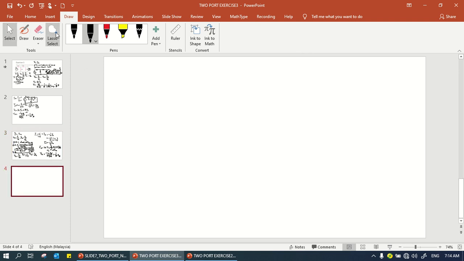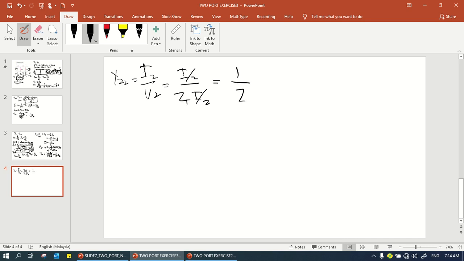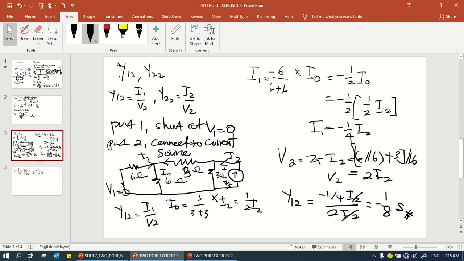And lastly is Y22, I2 over V2. Okay. I2 over V2. So, macam mana nak buat? I2 over Z total I2. Z total tadi ialah 2 kan? 1 over 2 Siemen. Okay, dapat daripada ni.